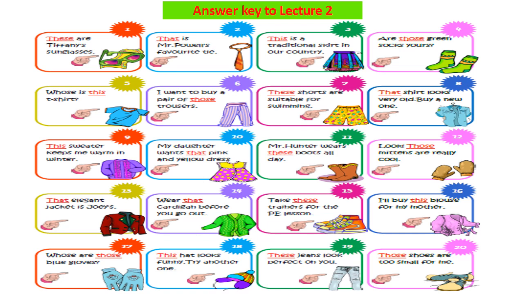Buy a new one. 9, this sweater keeps me warm in winter. 10, my daughter wants that pink and yellow dress. 11, Mr. Hunter wears these boots all day. 12, look, those mittens are really cool. 13, that elegant jacket is Joey's. 14, wear that cardigan before you go out. 15, take these trainers for the physical education lesson.